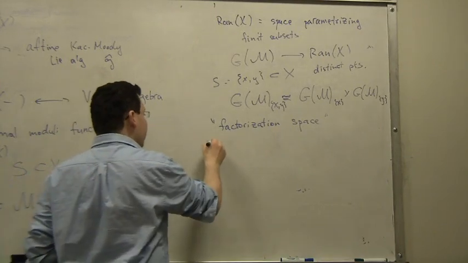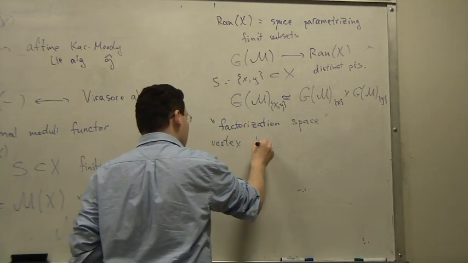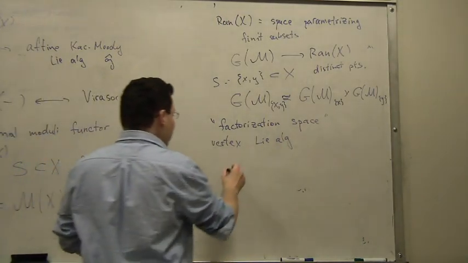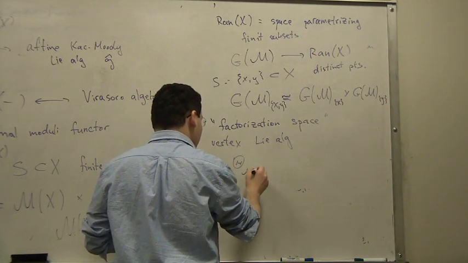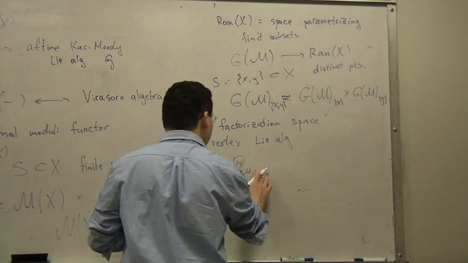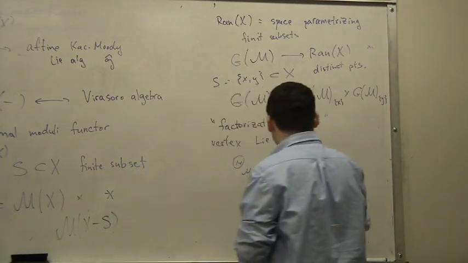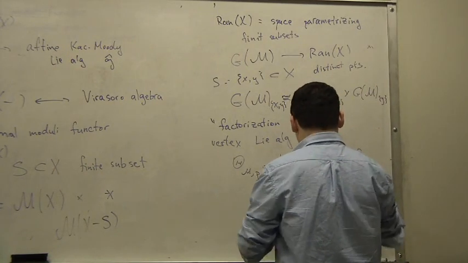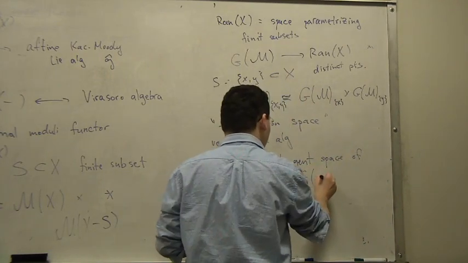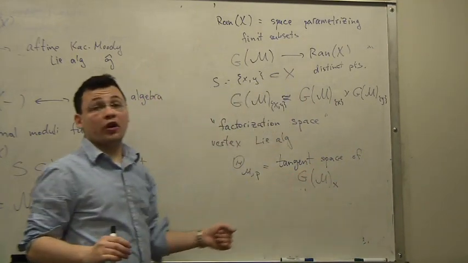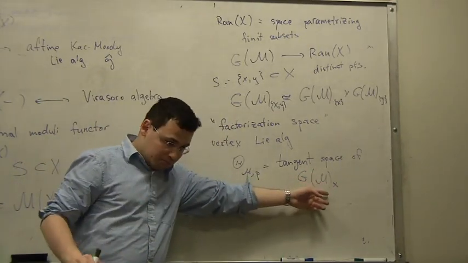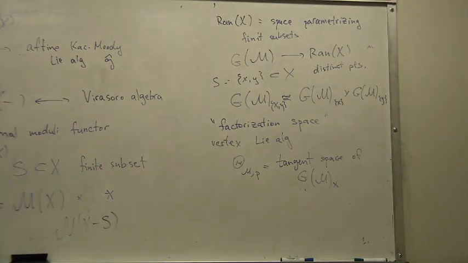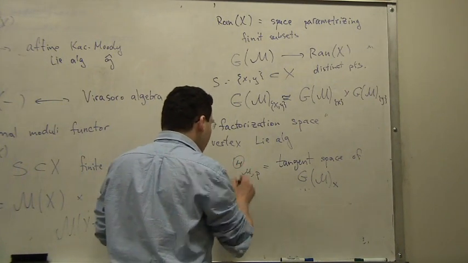And so the vertex Lie algebra. The underlying vector space of the vertex Lie algebra, let's call it theta sub M comma P, is the tangent space of this guy at some single point. And a remark is that the choice of point doesn't matter, and that's essentially because of that sheaf condition. So this at least is the underlying vertex Lie algebra.